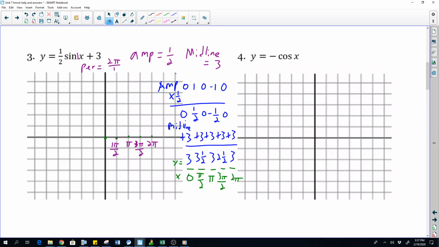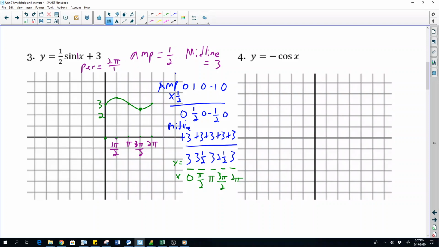So at 0, we're going to go up to 3. Then for pi over 2, we're going to go up to 3.5, and then back down to 3. Then down to 2.5, approximately, and then back up to 3 again. And there's our graph. Nice, good job. That was a tough one, but we got it. Did you get it right?